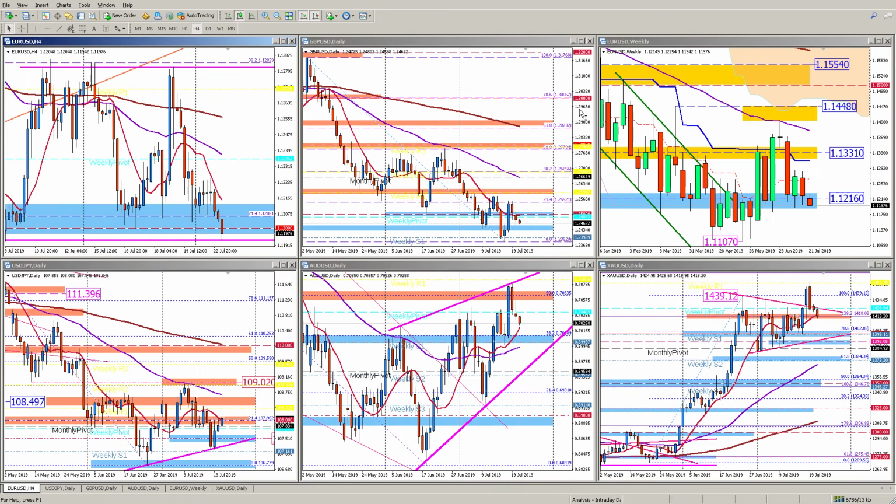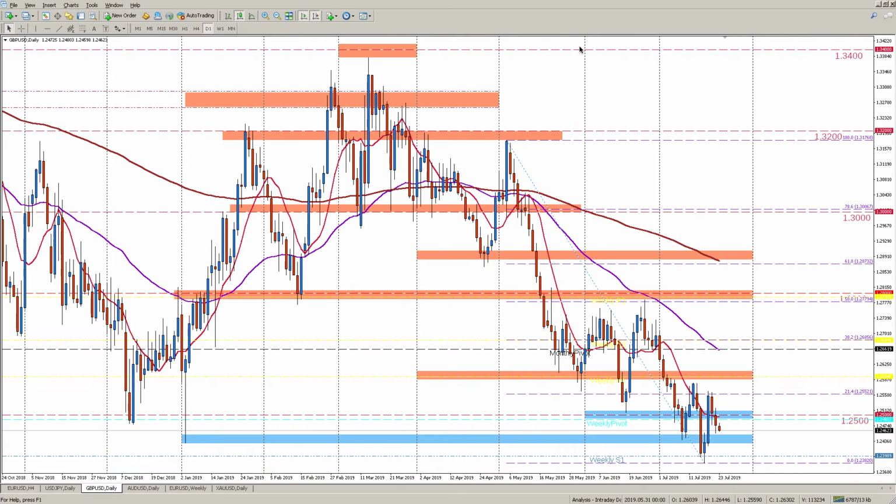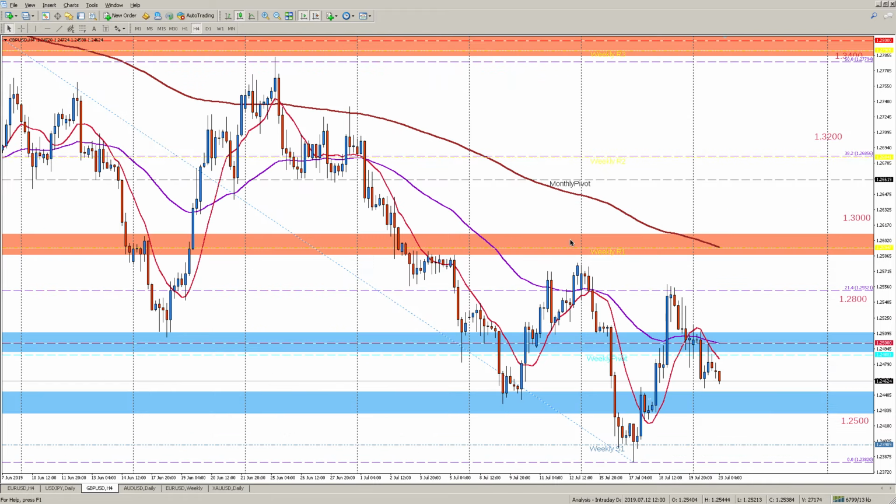Okay, we'll move on to the cable. And the cable as well continued its bearish move from the previous week, back down below 125 and approaching the next support level. Switching to the 4-hour time frame, and at the start of the week it could not break out higher above the 55 period EMA and has fallen lower.